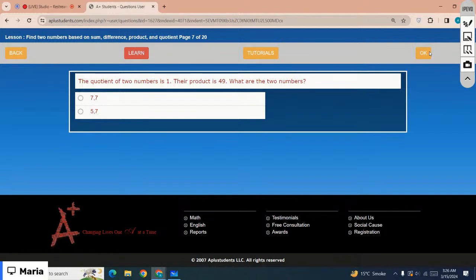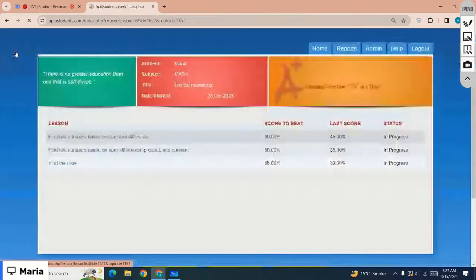Yes, they are 7 and 7, right? When you divide them, the quotient is 1 because 7 times 1 is 7, and when you multiply them, the answer is 49, right? Okay, you can complete the lesson by yourself later today. Let's just move on to the next lesson.